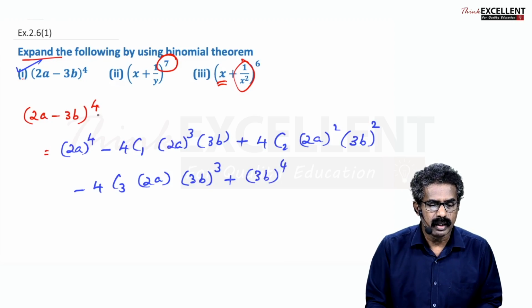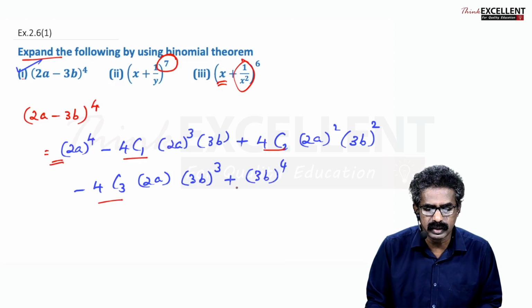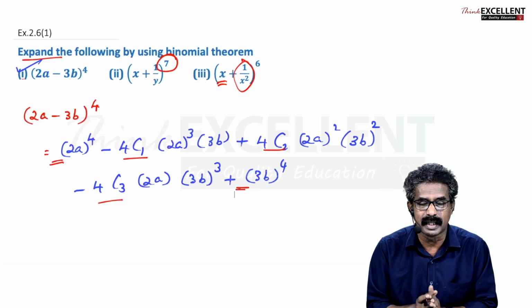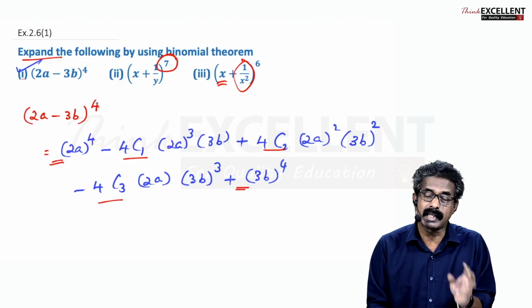Listen, the power is what? 4. So first you write 4c0, 4c1, 4c2, 4c3, 4c4. 4c4 is 1, 4c0 also 1, so I didn't write that one. Then 2a. First the maximum power is what? 4.